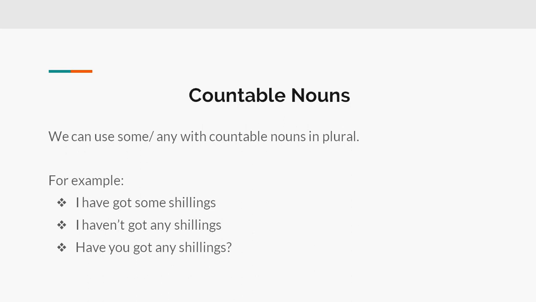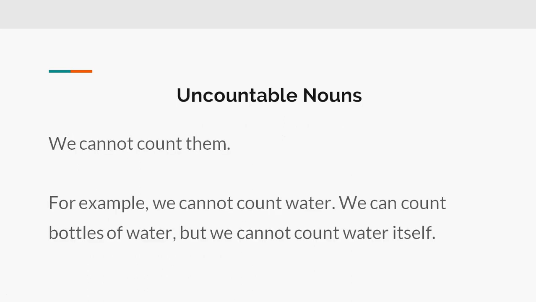Have you got any shillings? Question mark. The first sentence, I have got some shillings, is in the affirmative form. I haven't got any shillings, that is in the negative form. And the last sentence is a question. Have you got any shillings? Let's move on to uncountable nouns.